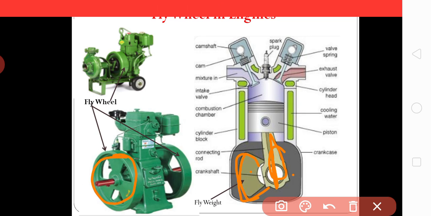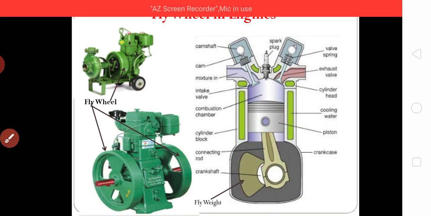I think this much is sufficient for you to understand the importance of the flywheel in the engine, IC engine or internal combustion engine or external combustion, both. So it is sufficient for you now. Again we will be discussing in detail in other classes.